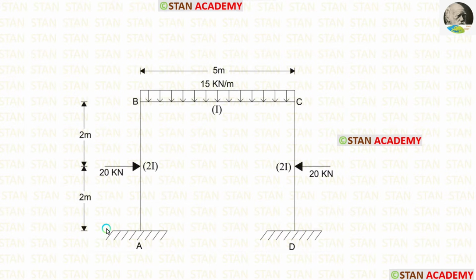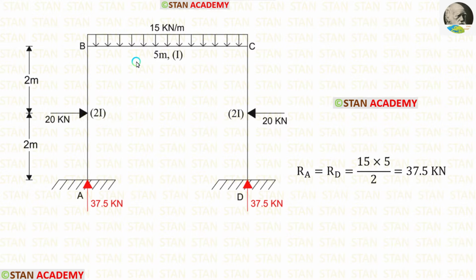In this frame, we can easily find the vertical reactions in the points A and D because we have symmetrical loading. In this frame, there is only one vertical load 15 kN per meter. It is acting for the full span.